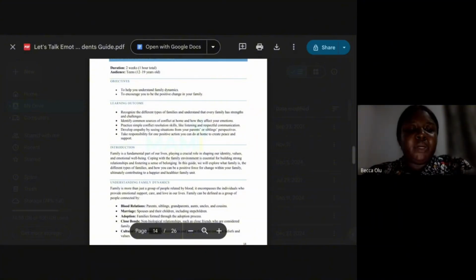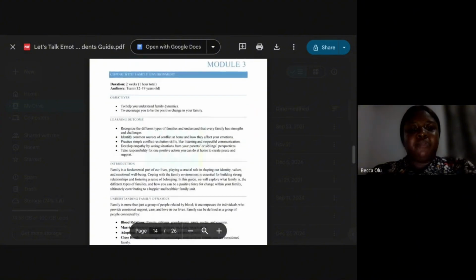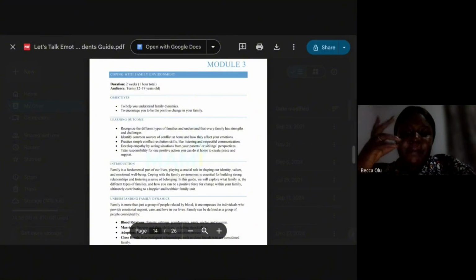So, module 3, we are going to be talking about coping with family environment. This is a very critical, very essential topic because we are all part of a family. We all belong to a family, and it's important that we know how to cope, how to behave, how to interact, even with our family members. When we are learning how to manage our emotions, it's not just for people outside, right? It's also for people that are closest to us. And our family members are the first point of contact with us.